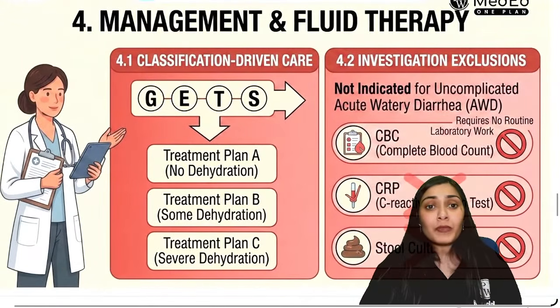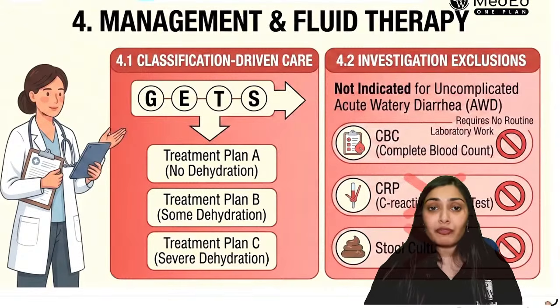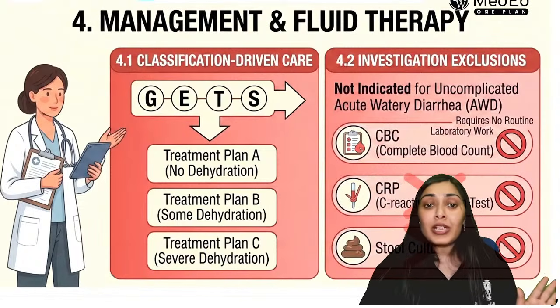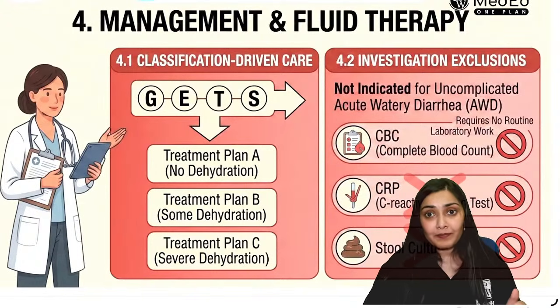I told you that the management is just classification driven. You apply this GETS: general assessment, eyes, thirst, skin. If there is no dehydration, go for plan A. If some dehydration, plan B. If severe dehydration, plan C, right?